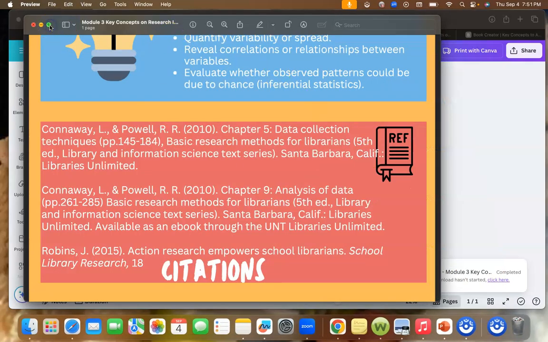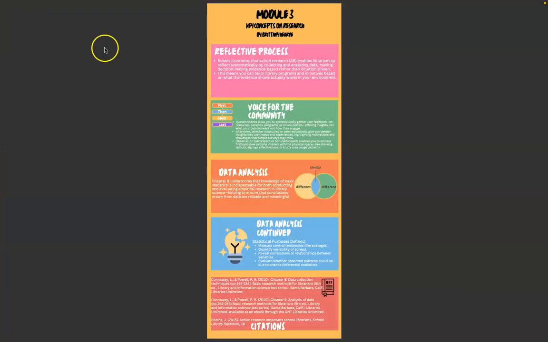So when I looked at my 3 readings, I picked Chapter 5, data collection techniques, Chapter 9, analysis of data, and a journal from School Library Research, Action Research Empowers School Librarians.